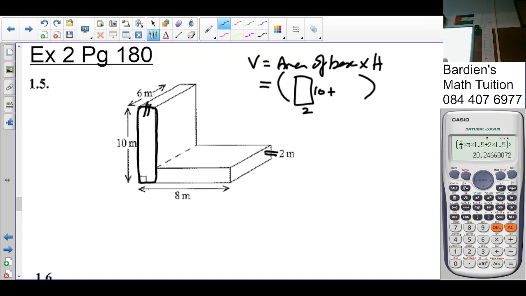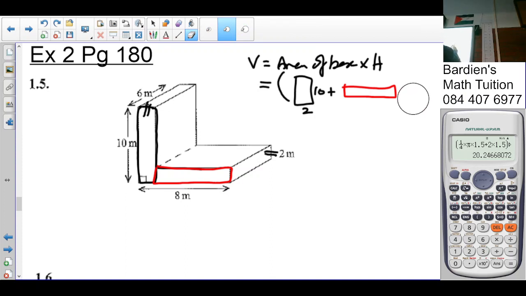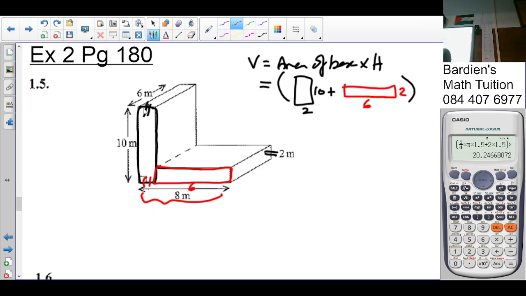Plus the area of this one here. You just change the color. The area of that shape there, which is a rectangle, lying like that now. Not so? And what are the dimensions of that rectangle? 2 and 6. Yes. Because if that is 8, this is 2 here. Can you see that? So this has to be 6. Times, what's the depth of this object? Times 6, which is the height.